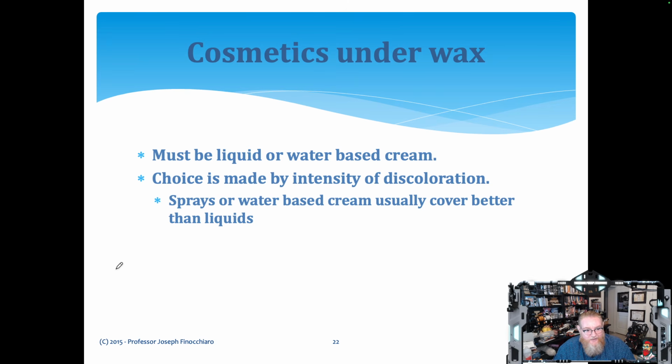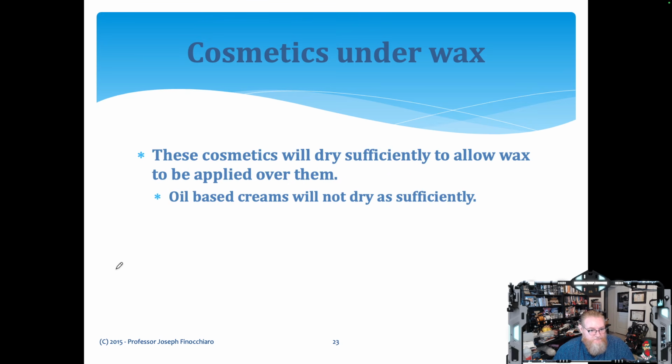Cosmetics under wax must be liquid or a water-based cream. The choice is made by intensity of discoloration. Sprays or water-based creams usually cover better than liquids. One way you can wrap your mind around this is if you're putting cosmetic under your wax, you probably have severe discoloration in an area and you're wanting to put a base color, whatever that color might be. Some people will use white and do a complete cosmetic restoration with ornamental cosmetics. And then you will put wax over that and go from there.